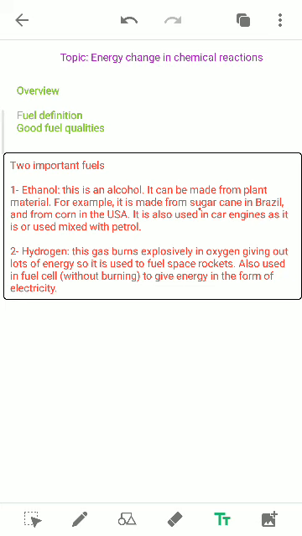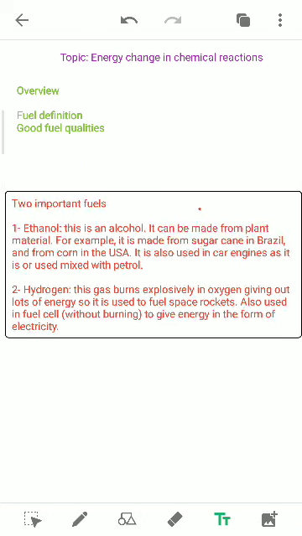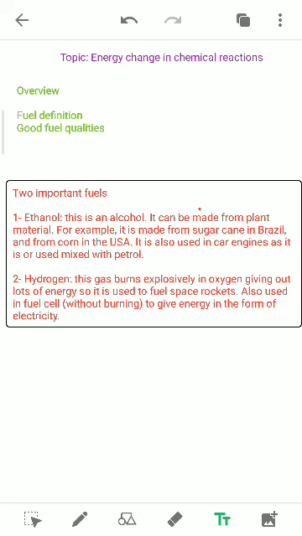Not today, but today the take home message is basically you have to know what the two main important fuels are which I have mentioned here, and write all the information which you can see right now on the page, other than the overview. Or you don't need to write, but you have to write about ethanol and hydrogen in your notebooks.